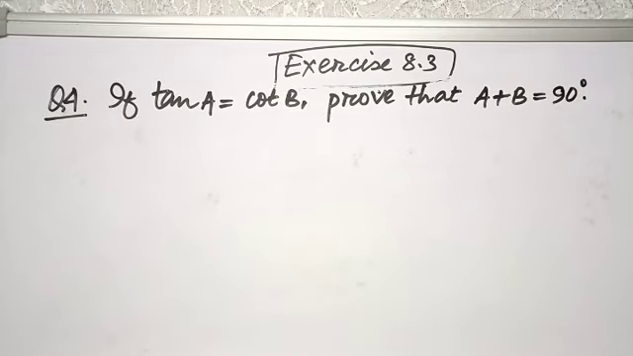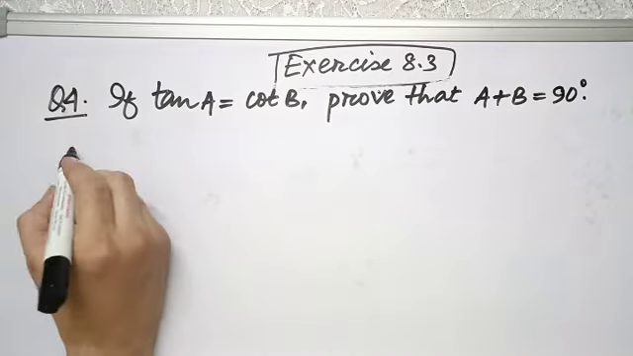So far we have solved complementary angle and some example questions from the book, and also we have been solving exercise 8.3. So far we have completed questions number 1, 2 and 3, and sub-parts 1, 2, 3, 4 of question number 1. Now we are at question number 4, which says, if tan A equal to cot B, prove that A plus B equal to 90 degree.